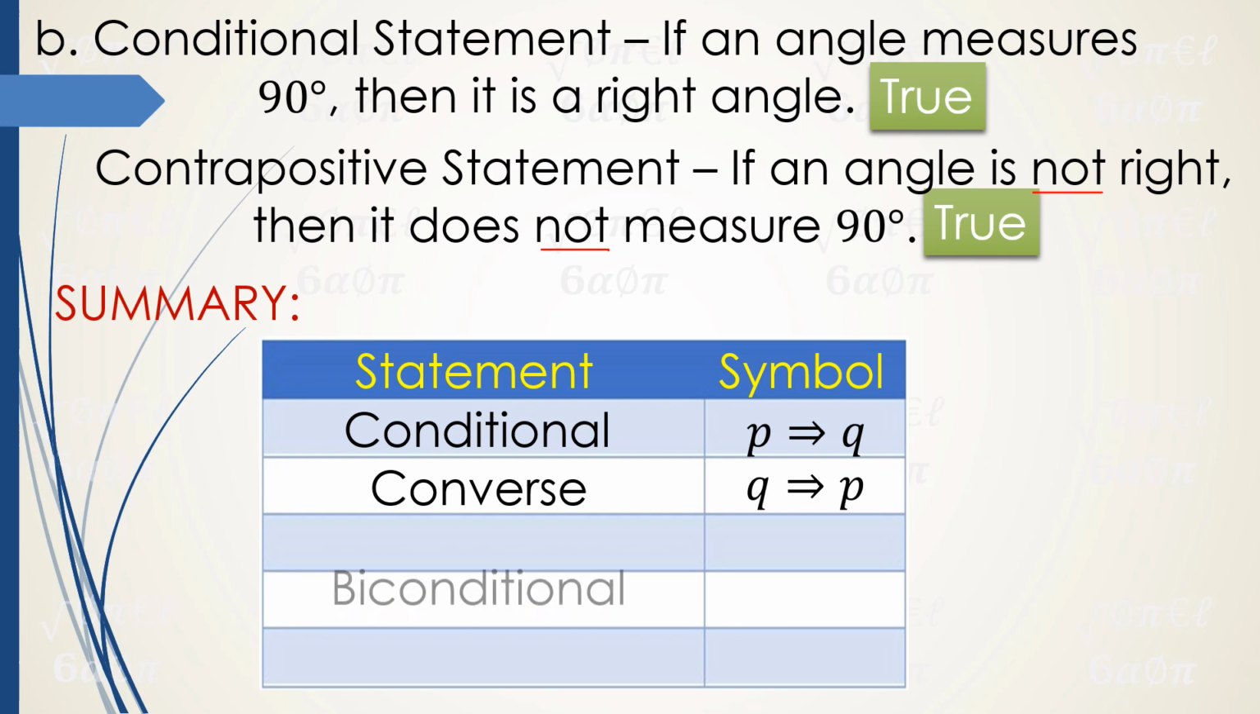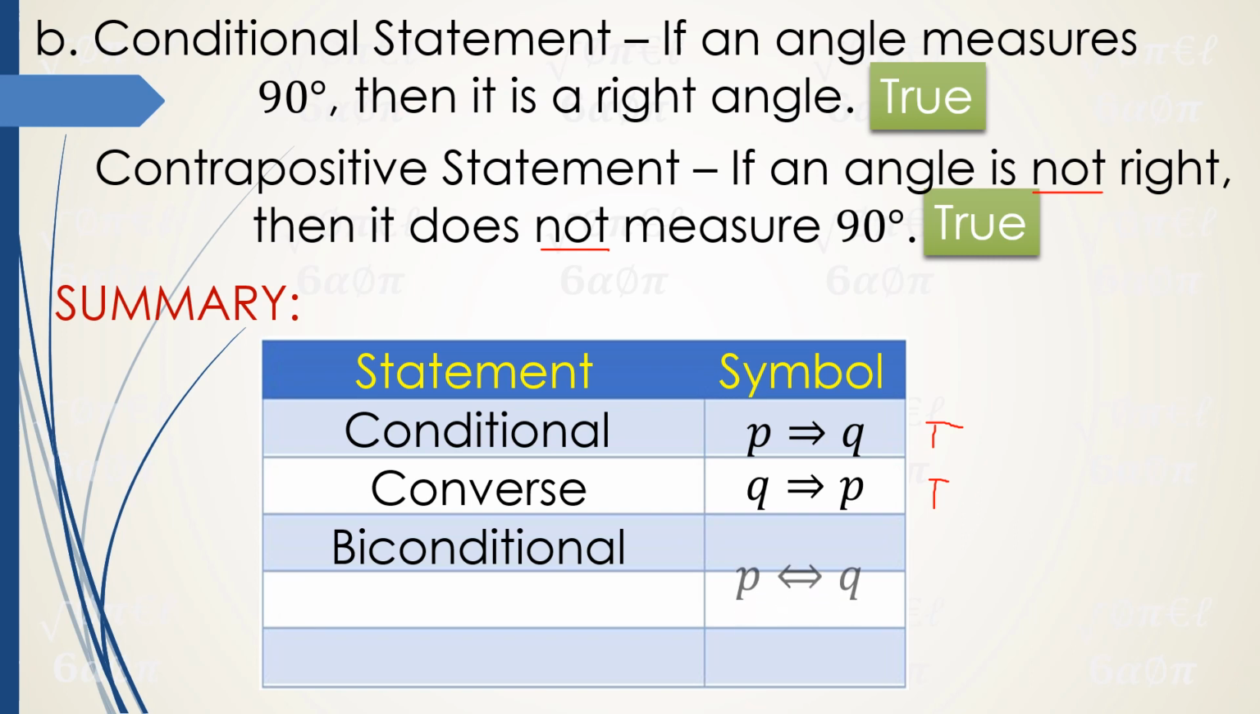Okay, if both of these are true, magkakaroon tayo ng biconditional statement. Kung nag-true si conditional at nag-true rin si converse, therefore, we will have a biconditional statement. At yan po yung gagamitin na symbol sa biconditional statement: P, if and only if Q.